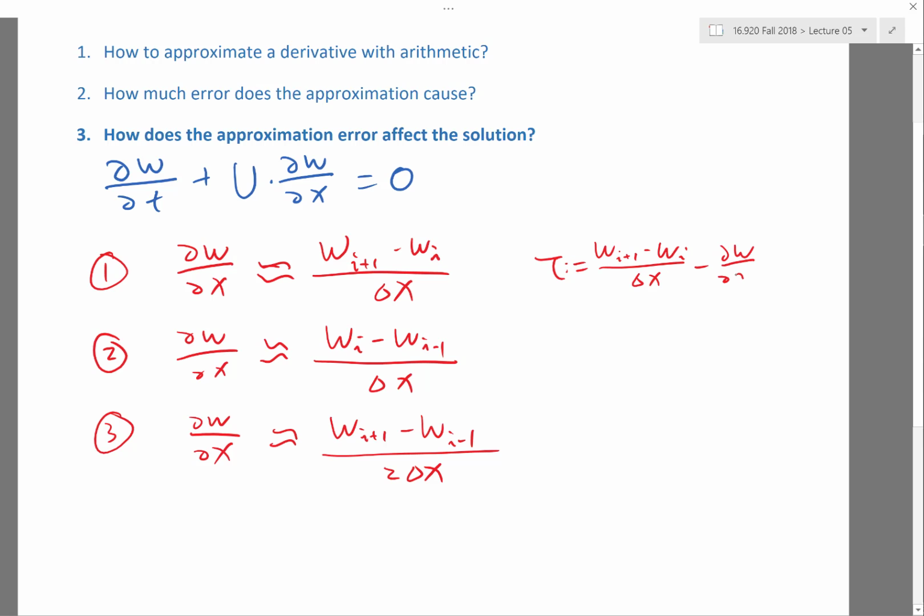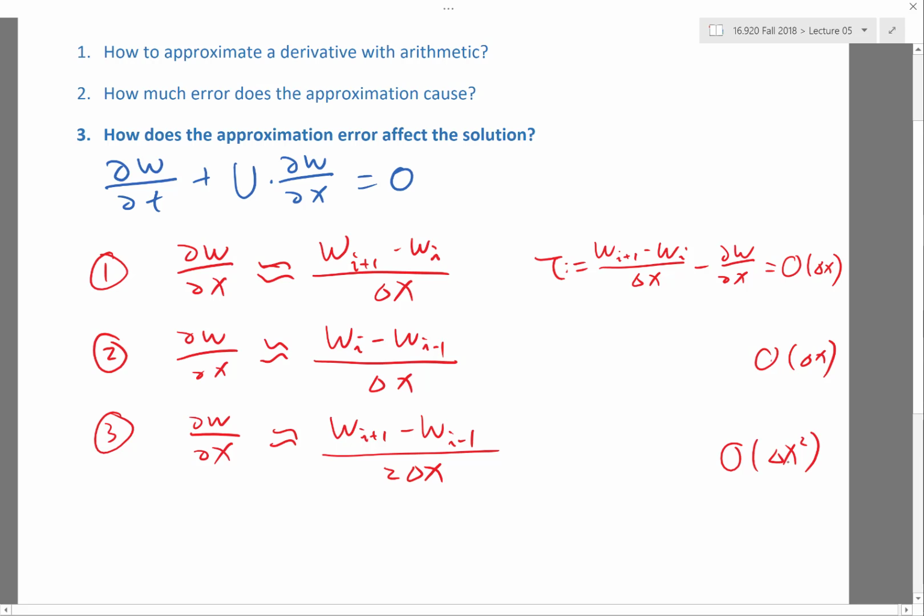We also analyzed the approximation error, which is defined as the numerical derivative minus the analytical derivative. For the forward difference and backward difference, we see that the approximation error is order of delta x. That means these two schemes are so-called first order schemes. First order means that there is no power on the delta x. If I shrink my delta x by a factor of 2, my error also shrinks by a factor of 2. With the central difference, we get an error that is on the order of delta x squared, which means if you shrink delta x by a factor of 2, my error shrinks by a factor of 4. So that's a second order scheme.